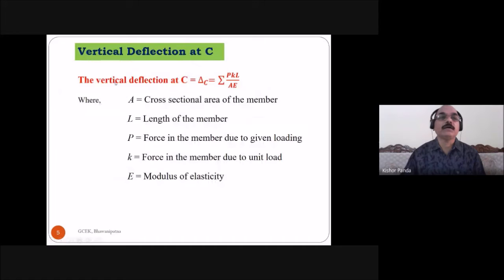So this is the deflection formula. The vertical deflection at C, delta C, is equal to the summation of PKL divided by AE, where A is the cross-sectional area of the member, L is the length of the member, P is the force in the member due to the given loading, K is the force in the member due to unit load, and E is the modulus of elasticity. So using this formula, you can find out the vertical deflection at C.